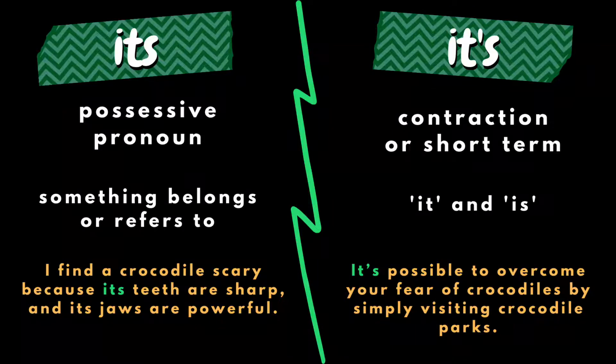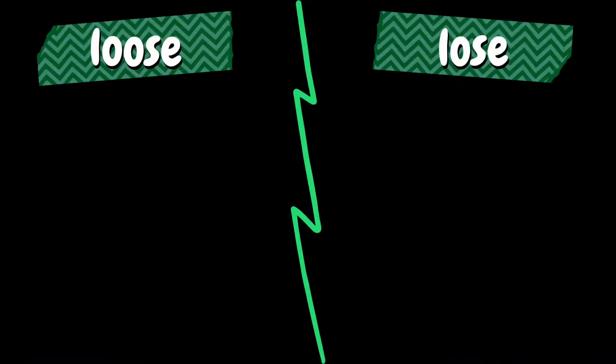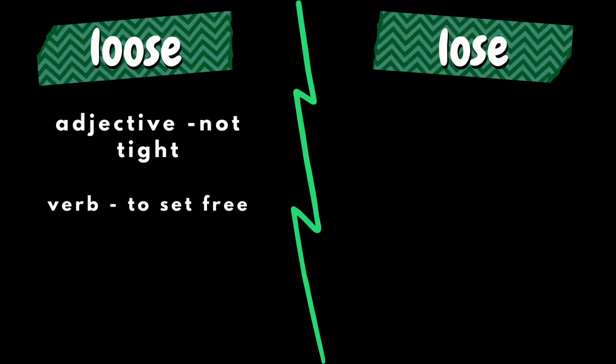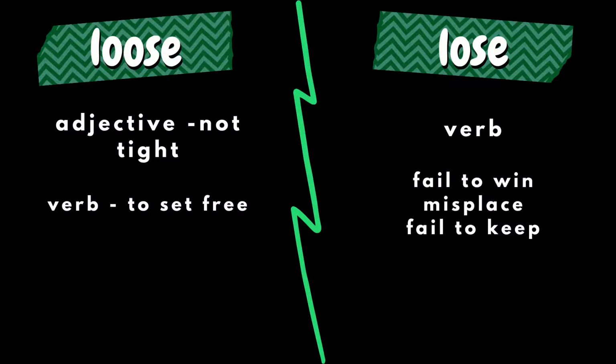The second pair is loose with double O and lose with single O. The first word is an adjective that means not tight. It can also be used as a verb that means to set free. Lose with only one O is also a verb, which means a number of things. It can be to fail to win, to misplace something, or to fail to keep something.